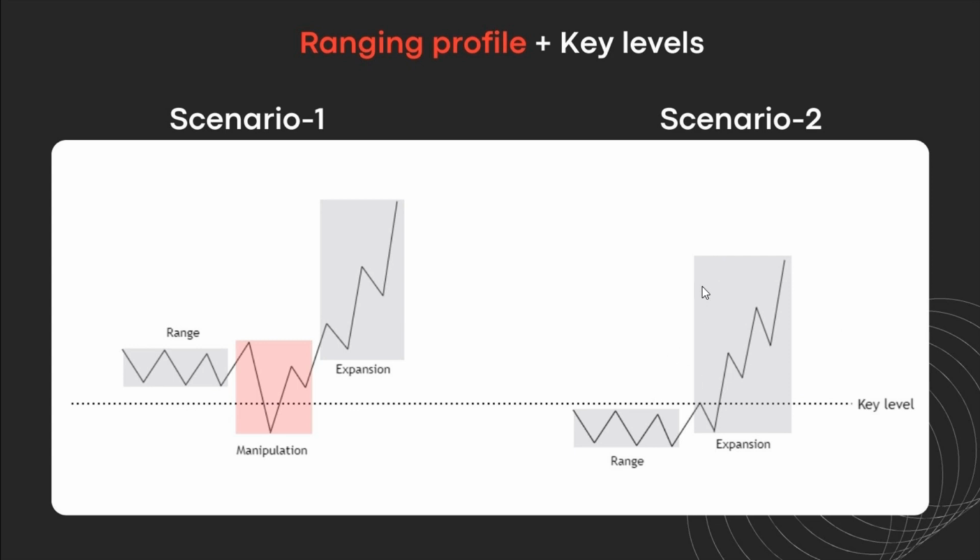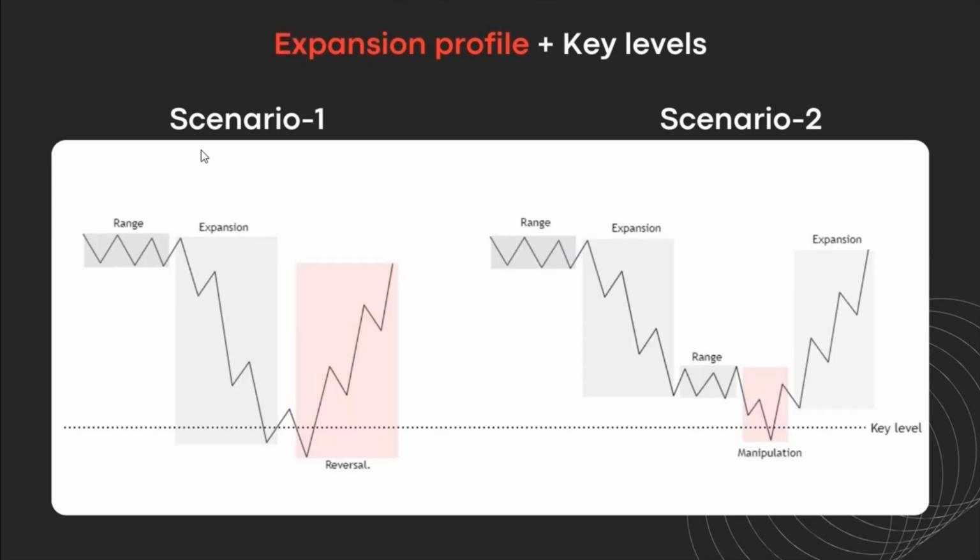So you're seeing that we are using proper sound logic here, and we aren't pattern trading it, right? You see that we are using if-and-then logic, right? So these were the combinations of ranging profiles and key levels. Now we're going to discuss another combination.